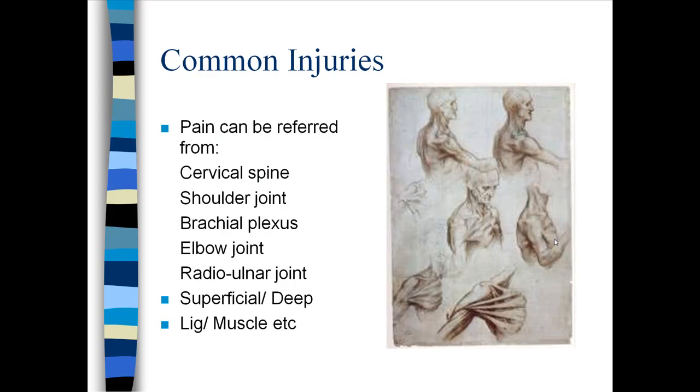When assessing the finger, wrist and hand, be acutely aware that the cervical spine, the shoulder joint, the brachial plexus, the elbow and the radioulnar joint can all refer pain into the wrist and hand. It's not at all uncommon.